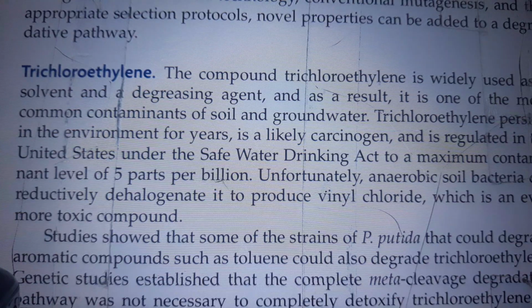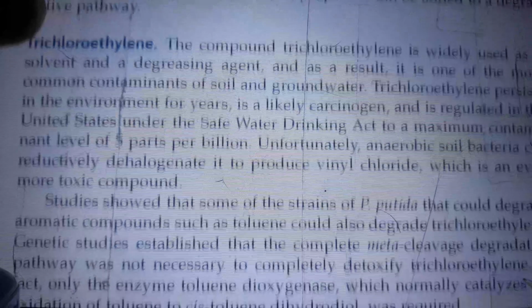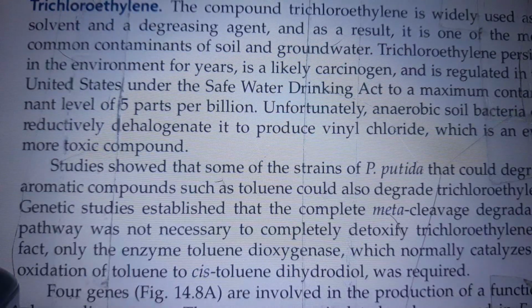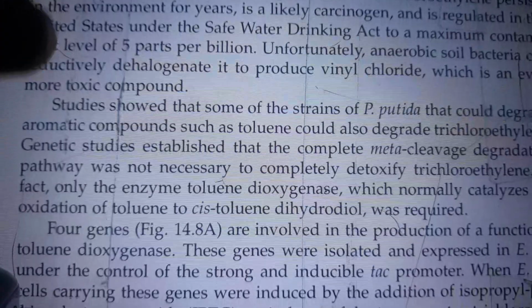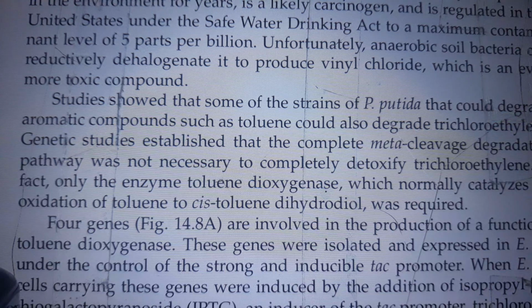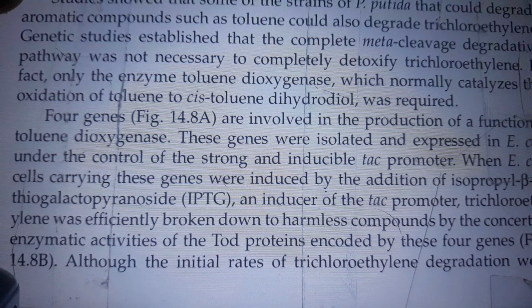Trichloroethylene. The compound trichloroethylene is widely used as a solvent and a degreasing agent, and as a result it is one of the most common contaminants of soil and groundwater. Trichloroethylene persists in the environment for years, is a likely carcinogen, and is regulated by the United States under the Safe Drinking Water Act to a maximum contaminant level of 5 parts per billion. Unfortunately, anaerobic soil bacteria can reductively dehalogenate it to produce vinyl chloride, which is an even more toxic compound.